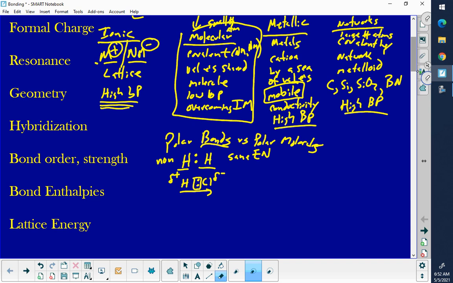So what causes a polar bond? Well, just atoms of different electronegativities, which are pulling on the shared electrons differently. Now, that's different than a polar molecule, because the thing about a polar molecule is I can have polar bonds in a polar molecule, in a non-polar molecule.